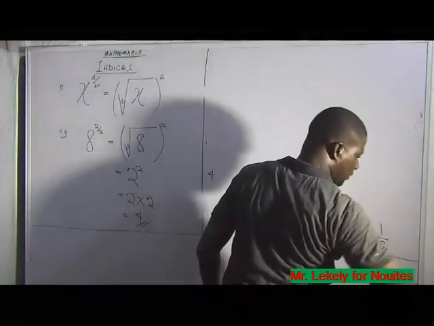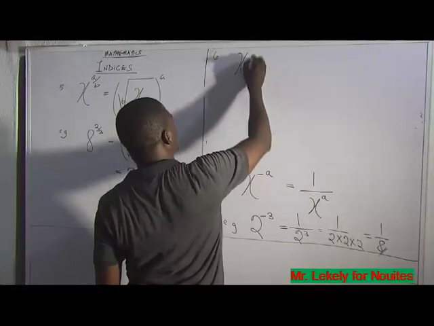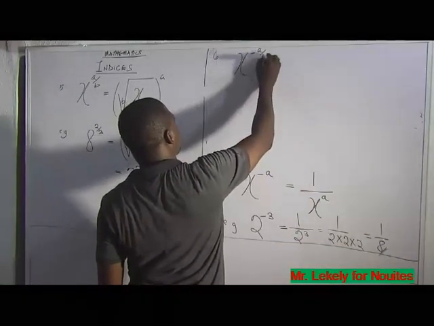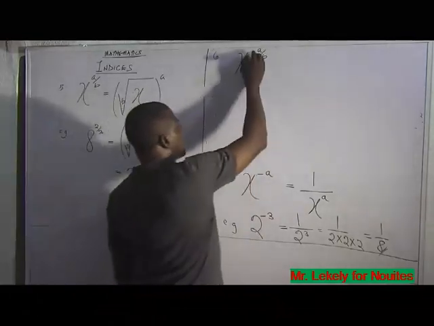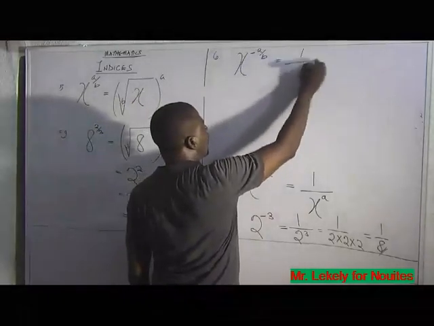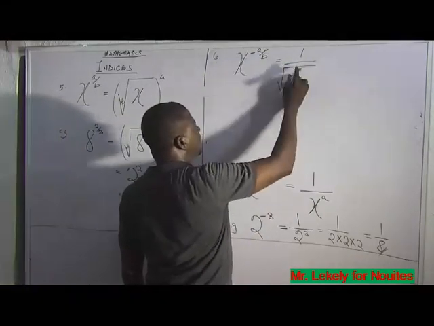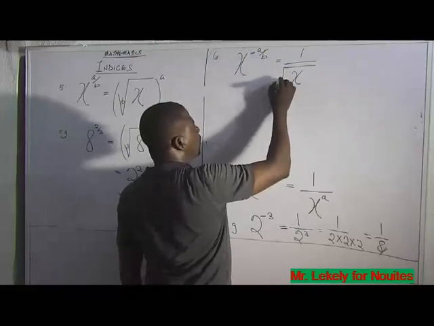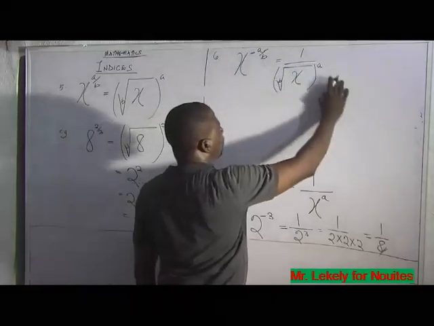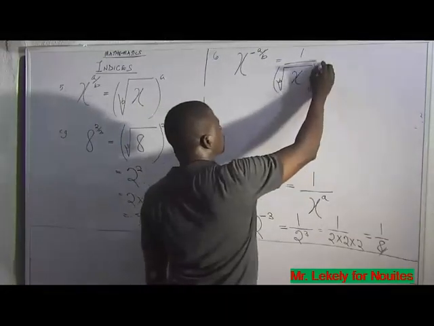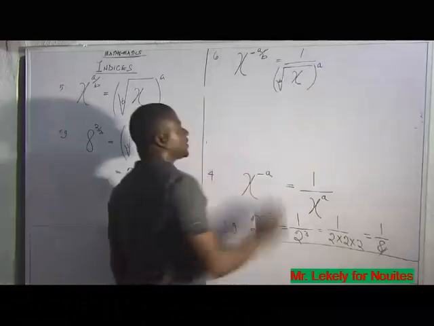Law 6. Law 6 is saying that if I have x raised to power minus a over b, the minus will change to 1 over, this line will change to square root, the x will come in, the b will come down, and the a will go up. So I'm now going to have this.